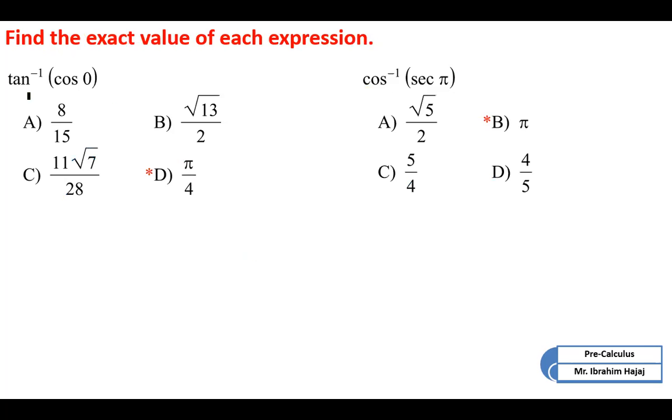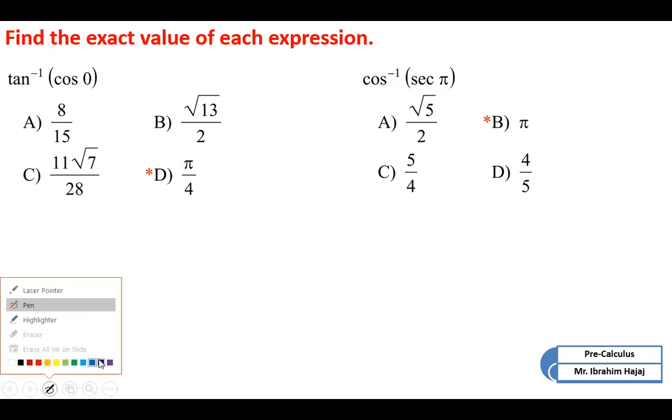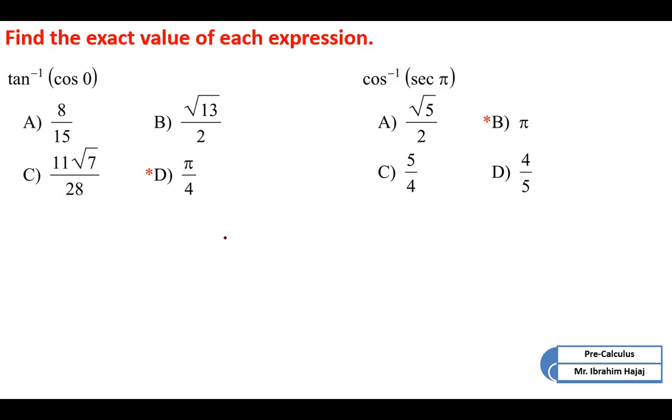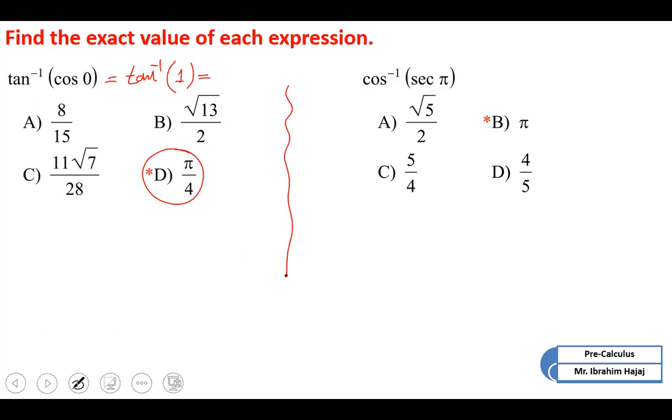Next question, the inverse trig functions: how to find the exact value of tan inverse of cosine 0. What is the value of cosine 0? Simply find first cosine 0. Cosine 0 is 1. Tan inverse of 1, what angle is its tan 1? It's pi over 4. That's it.